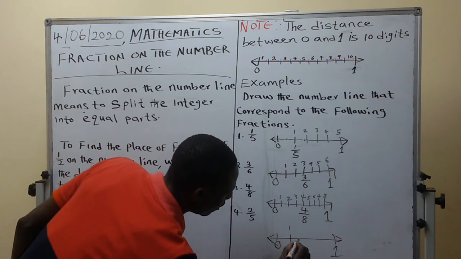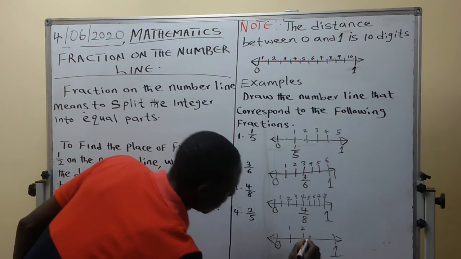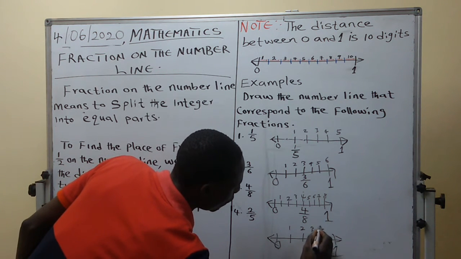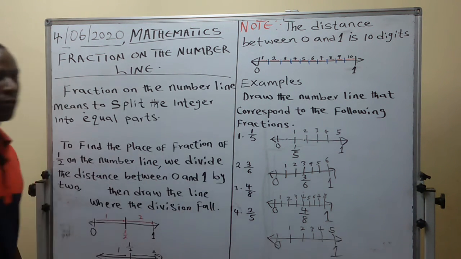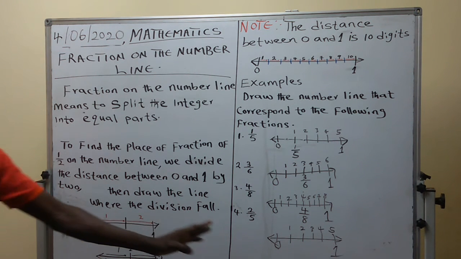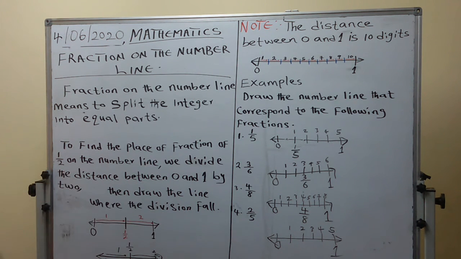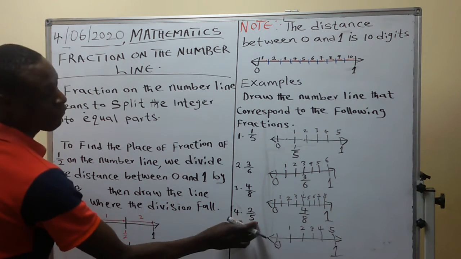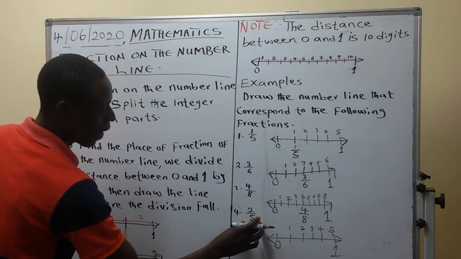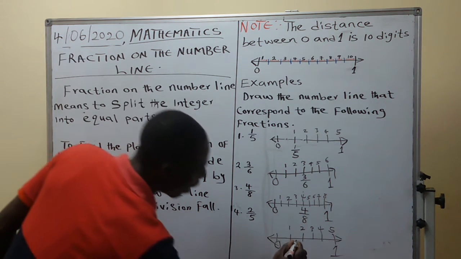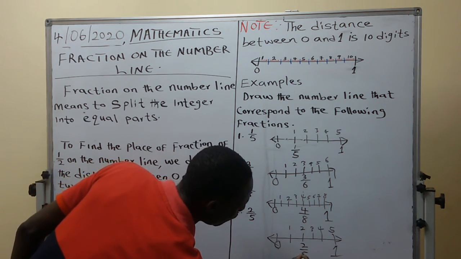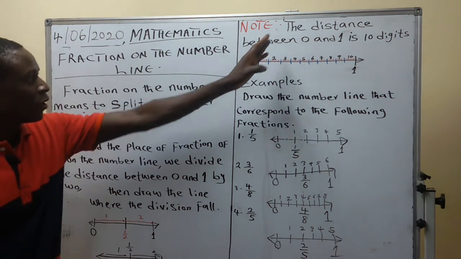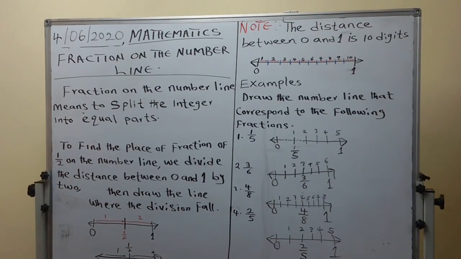1, 2, 3, 4, 5. Now without stressing yourself, 2/5 is already indicated on the line. So this is 2 and the whole line is 5. So this is 2. Now you have 2/5. So that is all about the fractions on the number line.